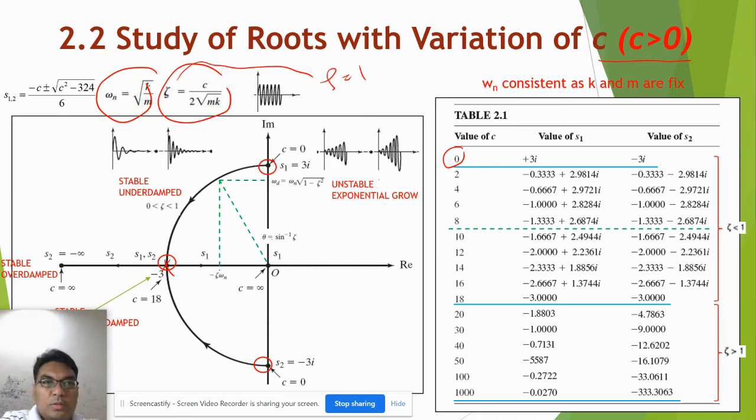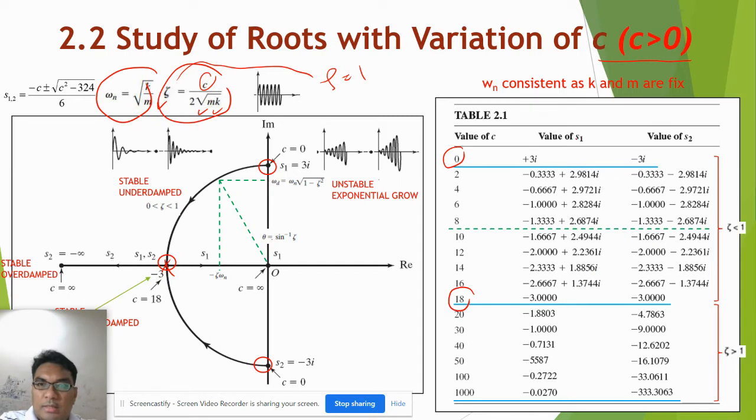So in this situation you have the value of M given, K is also given, and the damping ratio you set as 1, critically damped, so that you can determine the C value. In this case, you get the C value of 18.